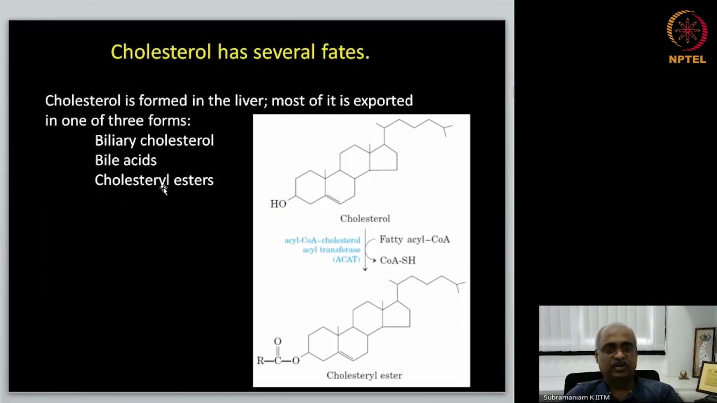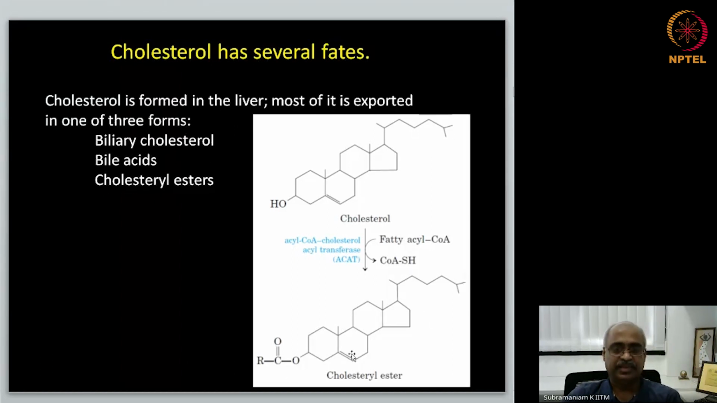And second, it forms cholesterol ester. This hydroxyl group, this alcohol group, can be esterified with the carboxyl group of free fatty acids as shown here. So this is a highly hydrophobic molecule because this sterol ring is hydrophobic. Then this R group is a long aliphatic chain. So it is highly hydrophobic, and this is one of the storage versions of lipids.